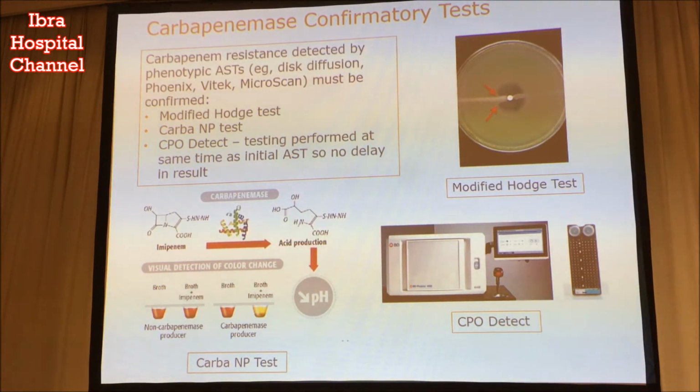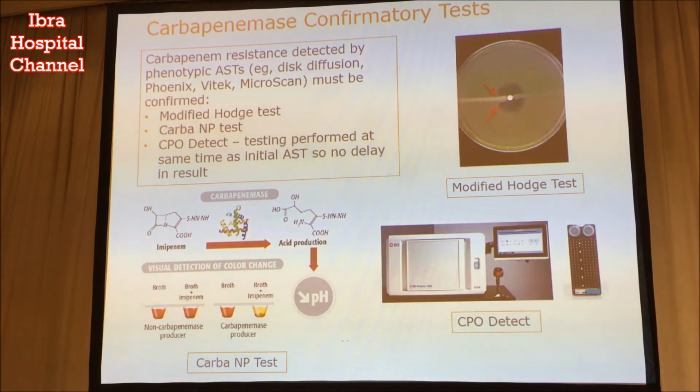The first is the modified Hodge test, which is the agar plate in the upper right side. It's very difficult to see from your seats, but what you have is a lawn of bacteria with, I think, an imipenem disc placed in the center of the plate. And you see a zone of inhibited growth around there. Where the red arrows are is your test organism that is a carbapenemase-producing organism. Because it produces carbapenemase, it inactivates the antibiotic that's diffusing from the disc, and what you see is enhanced growth along the line of bacteria as it approaches the disc. That test, unfortunately, is very difficult to read, particularly for organisms that don't produce very much carbapenemase. And I think for many of you that have used the test, it's not very reliable in the clinical laboratory.